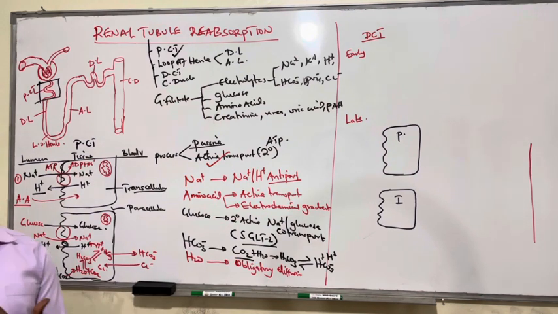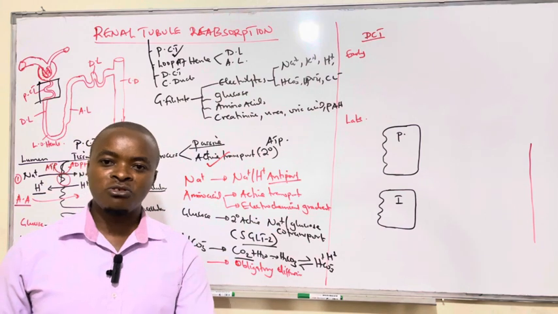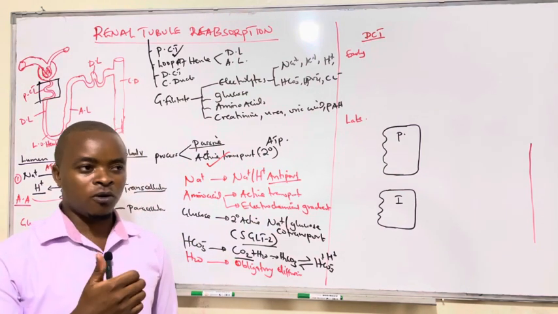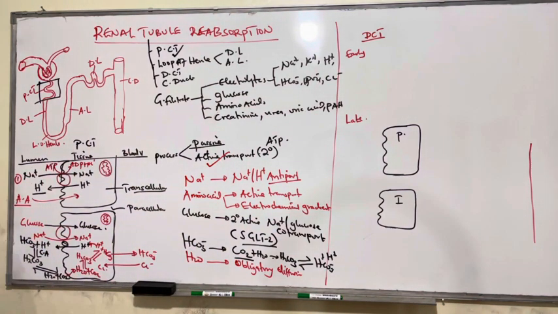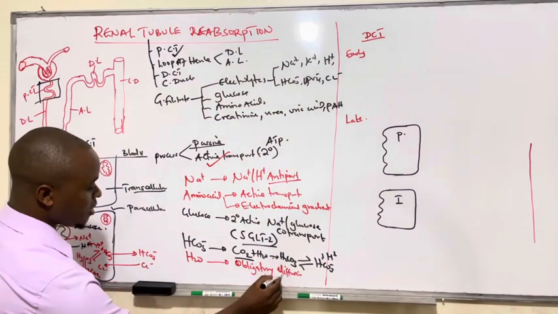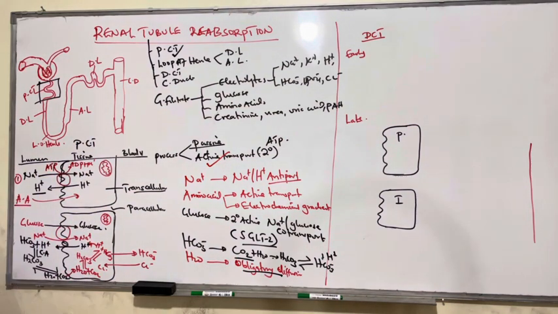But the facultative form is whereby antidiuretic hormone is involved to enable reabsorption of water. But in the proximal tubule, we see obligatory reabsorption of water, whereby it is being reabsorbed along the concentration gradient, depending on the osmolarity of the blood. So this is what we can discuss under reabsorption in the proximal convoluted tubule.